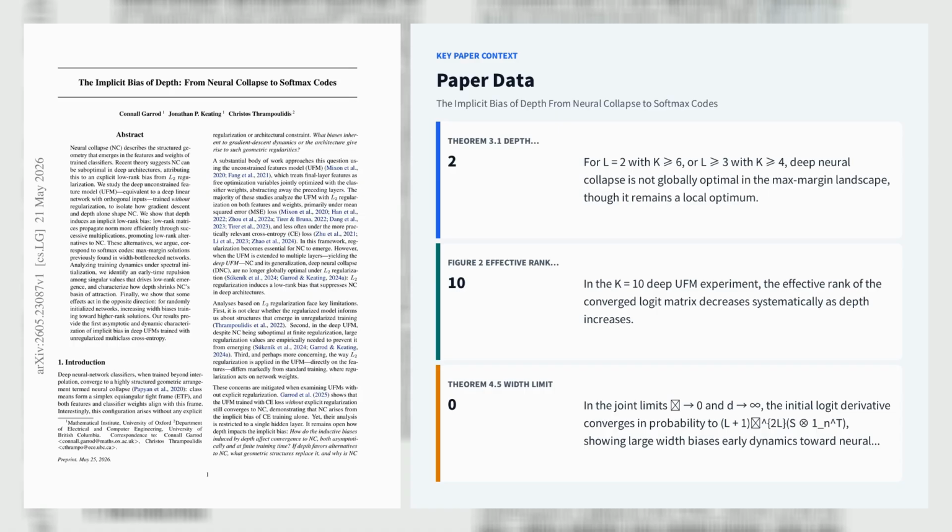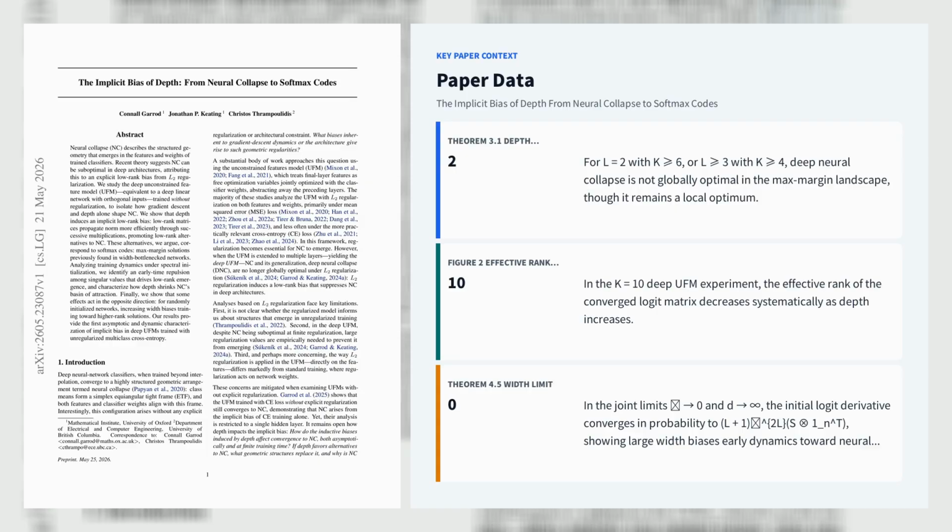For L equals 2 and K greater than or equal to 6, or L greater than or equal to 3 and K greater than or equal to 4, the asymptotic max margin landscape is no longer benign, and deep neural collapse is not globally optimal, even though it remains a local optimum. The global optimum in the large depth limit is a rank 2 softmax code, where class means lie uniformly on a circle, matching the D equals 2 bottleneck solution of Jiang et al.